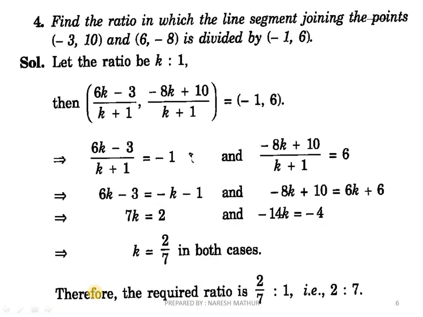Next question says, find the ratio in which the line segment joining the points this and this is divided by the point (-1, 6). Now consider this situation. We have a line segment, and let's say these are two points (x1, y1) and (x2, y2), and there is a given point which is dividing the line segment in a certain ratio, and we need to find that ratio. It means we need to find the value of m1:m2. We are given x1, y1, and we need to find m1 and m2.